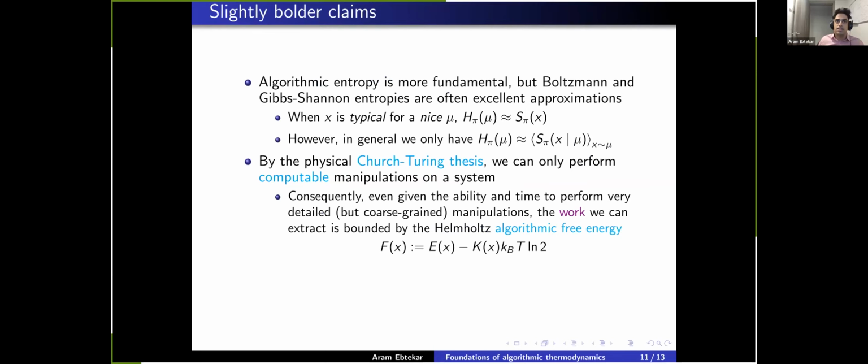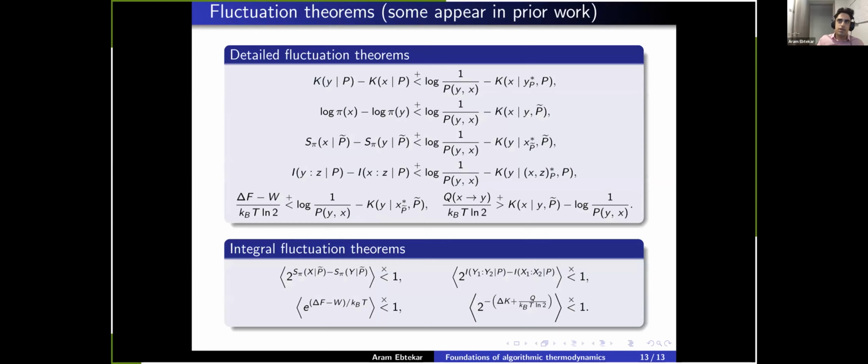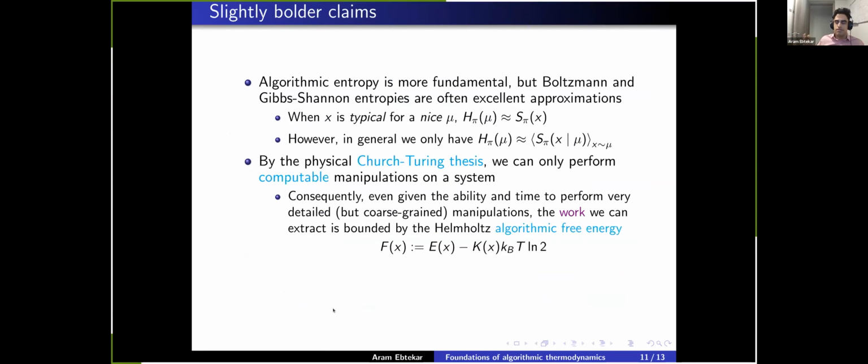Just to give a preview, there's a whole bunch of fluctuation theorems and relations you can show. The one over here is by Artemy Kolchinsky. Here there's an inequality that looks a lot like Jarzynski's equality, but it uses only trajectory-level quantities and this algorithmic free energy. Anyway, so that's it.